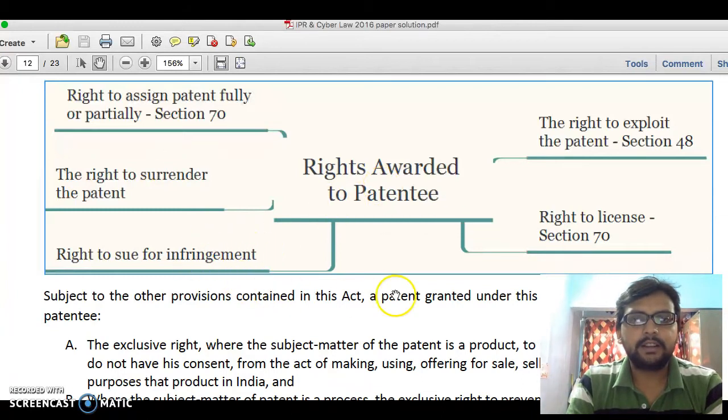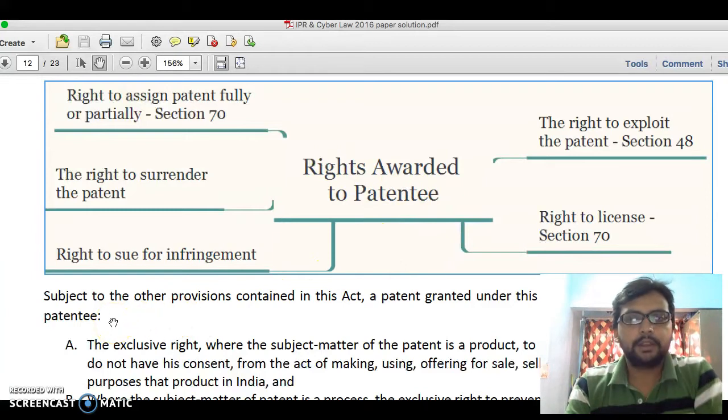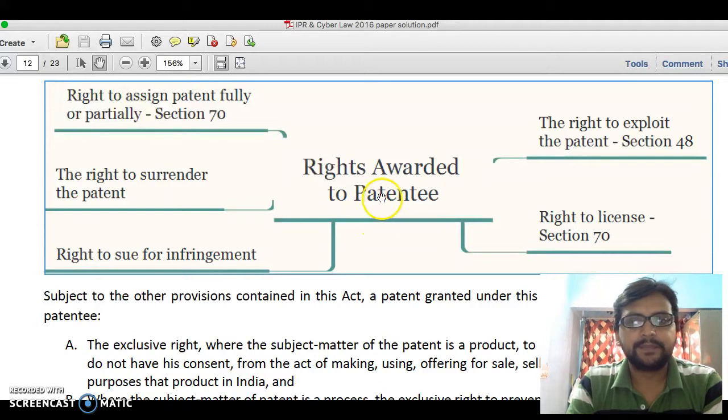First, I have listed out 5 points in this mind map. If you don't remember the whole answer, at least go and write these 5 points, highlight these 5 points, so that you can score 2 to 3 marks minimum, and the rest of the things you can explain in your own words. So let's start the discussion.